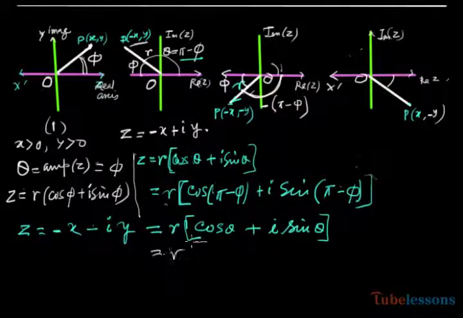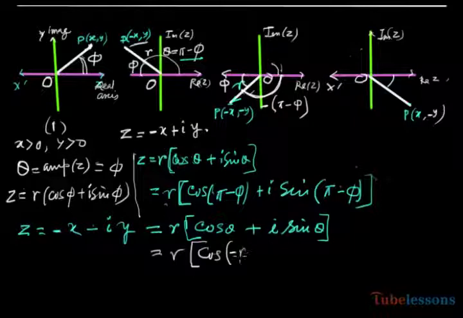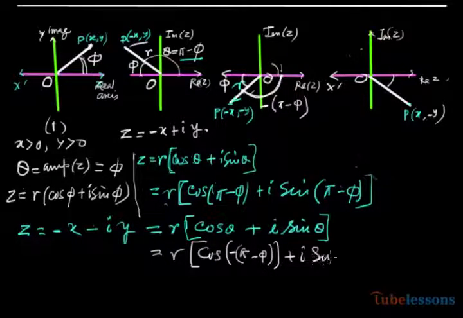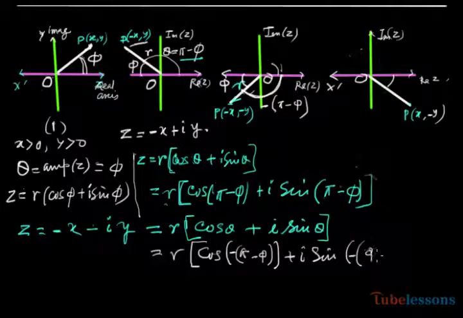So r (cos of minus of pi minus phi, plus i sin of minus of pi minus phi).